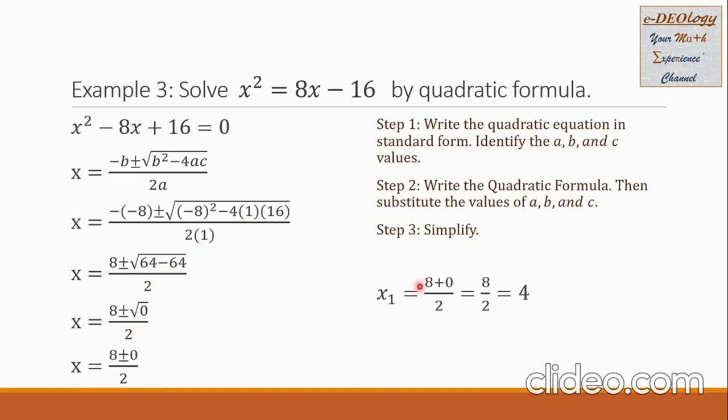At this point, we will now split our x into plus or minus. The x of 1 is 8 plus 0 all over 2. 8 plus 0 is 8 over 2 is equal to 4. X of 2 is the 8 minus 0 all over 2. Also it is 8 over 2, and that is equal to 4. You see here our values are the same. It's like the solution of the quadratic equation is simply a single number, and that is 4. This is our final answer.